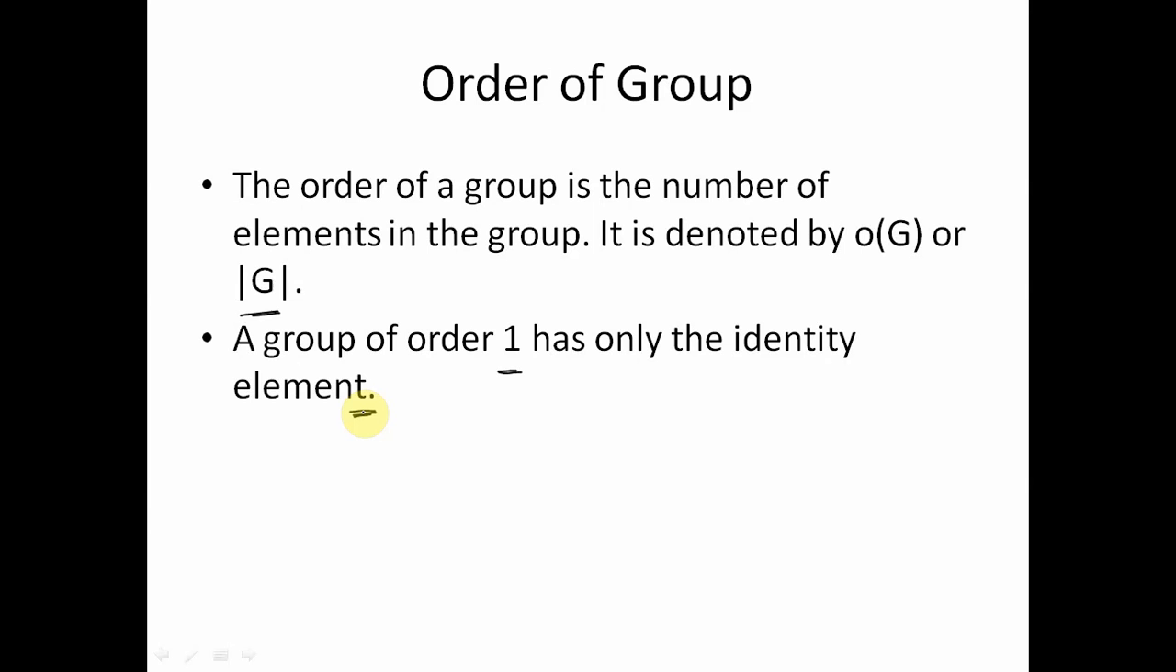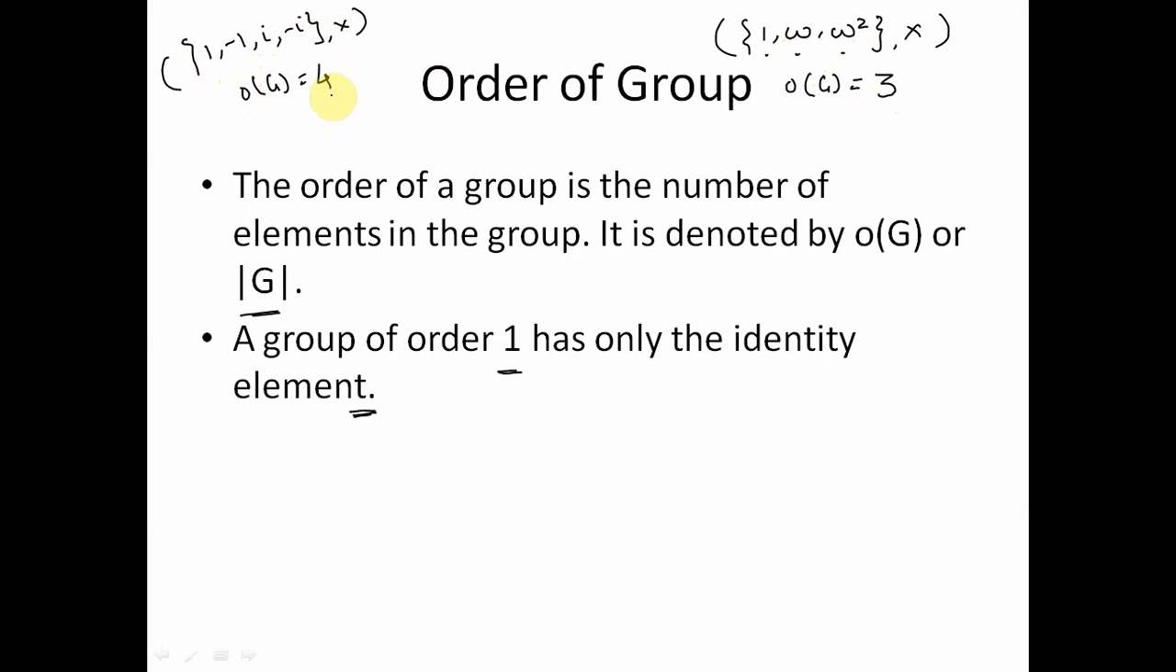Say for example, we talked about this set 1, omega, omega square with multiplication. We talked about this group. Then the order of the group is equal to 3. There are 3 elements, 1, 2, 3. Similarly, if I talk about, let us say, 1, minus 1, i, minus i and multiplication, then the order of this group is equal to 4, as the cardinality of this set is 4. So the order of the group is 4.